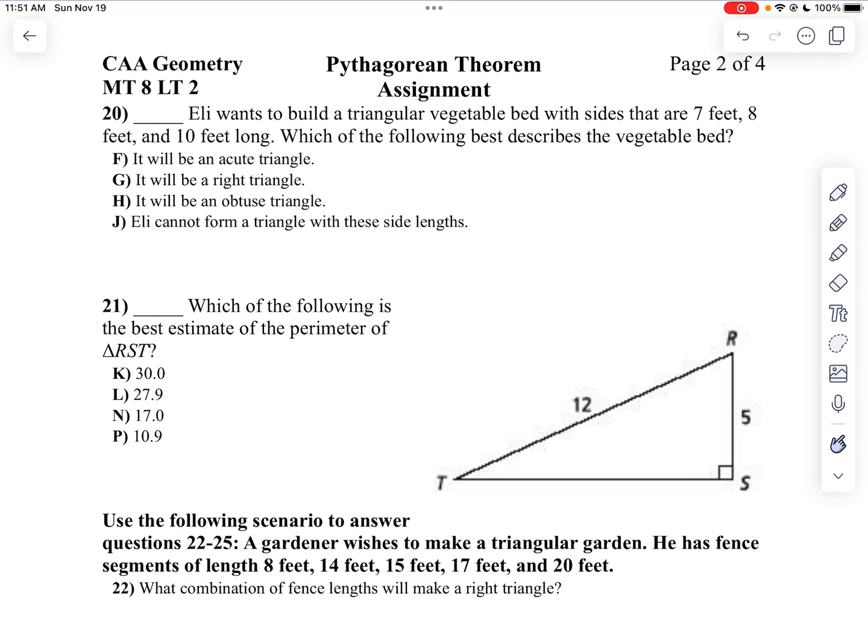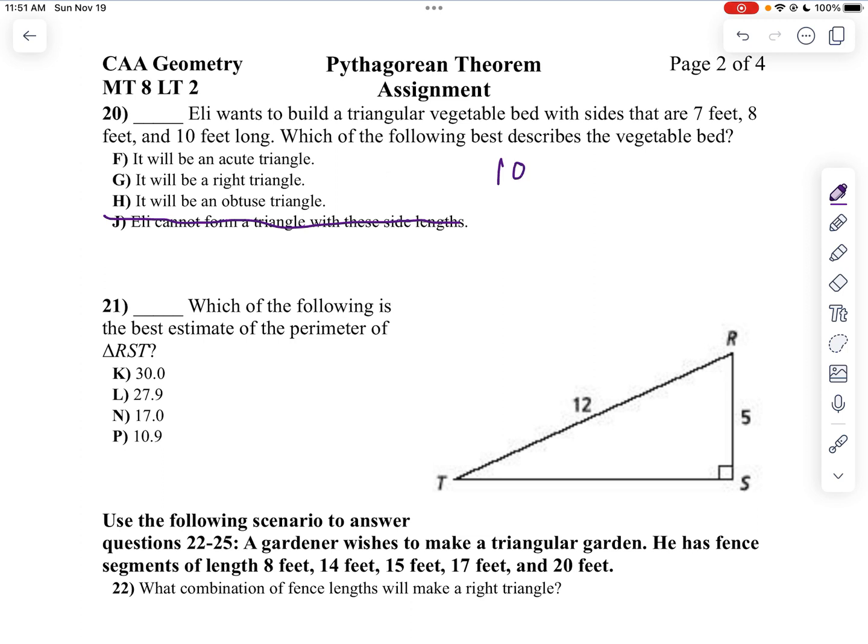Let's take a look at page 2 of your seminar. Start with question 20. Does that form a triangle? 7 plus 8 is 15. That's bigger than 10, so that forms a triangle, so we can throw out letter J. That's not possible. Now we'll look at the converse Pythagorean theorem.